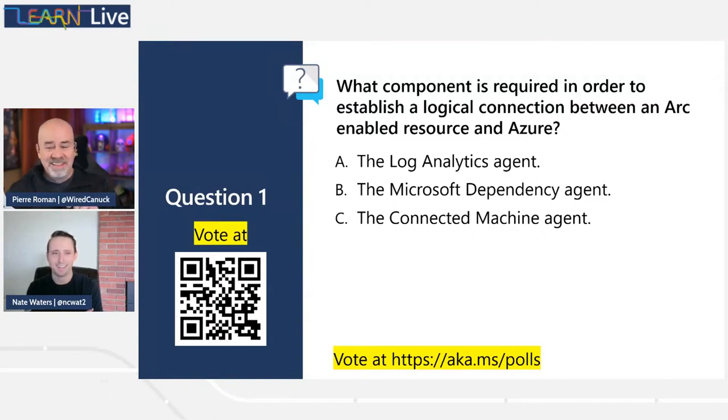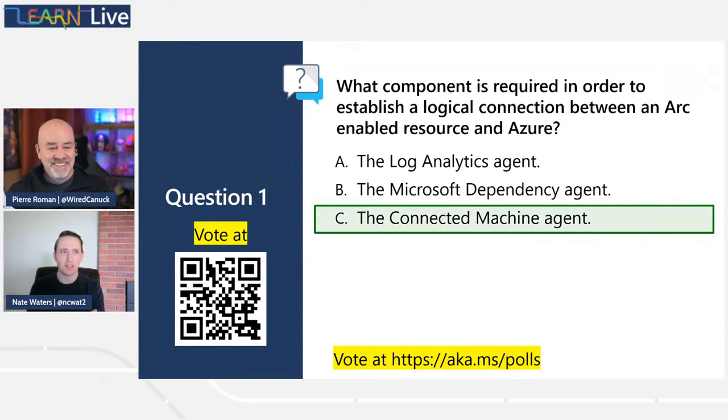Yes, absolutely. I do see one that's an extension of the primary agent in this list. But we'll have to see if people were paying attention. The dependency agent is kind of part of the connected machine agent. All right, so it was C. Hopefully you all got it. And the poll is in the chat if you missed that link.